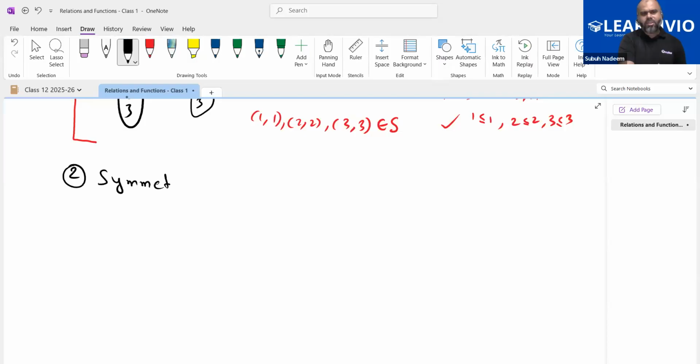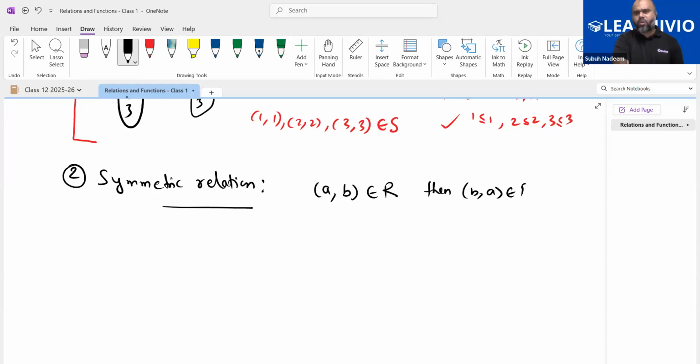Symmetric, as the name suggests, means similar from both sides. So if we have an element (A, B) belonging to the relation R, that is, A is mapped to B, then (B, A) must also belong to R. If (A, B) belongs to R, then (B, A) also belongs to R for R to be a symmetric relation.